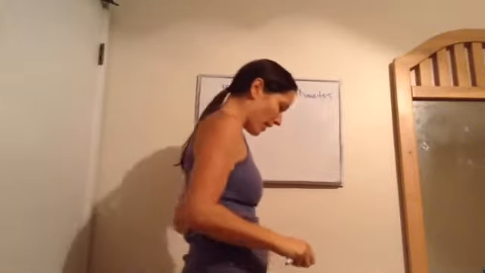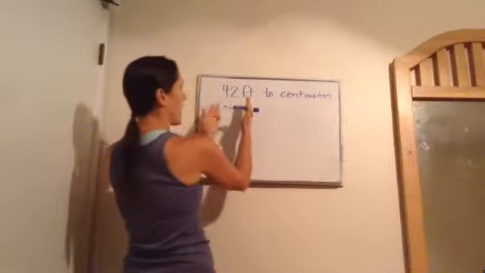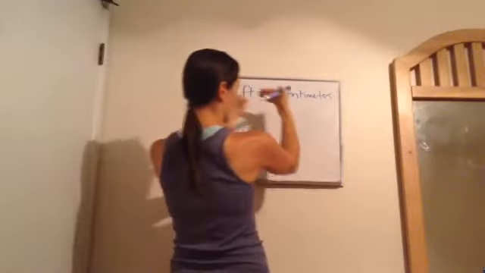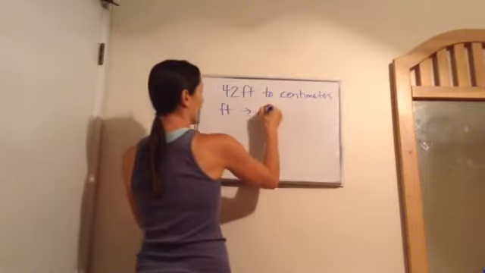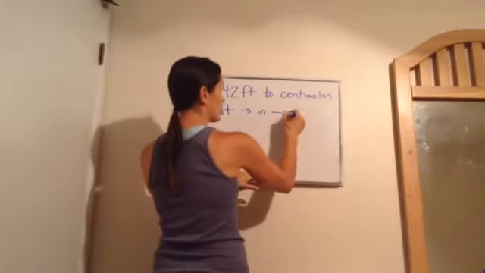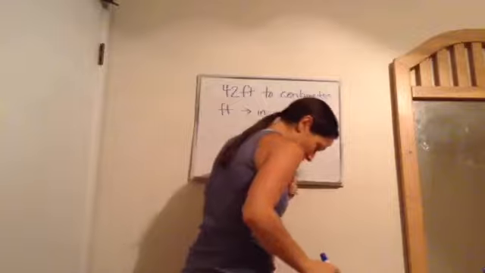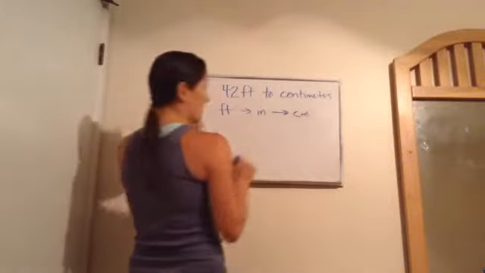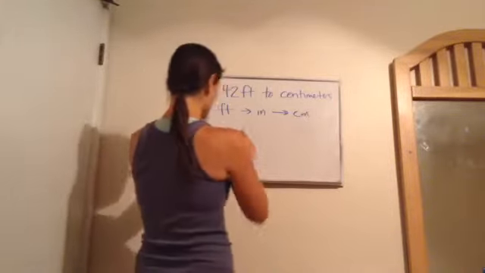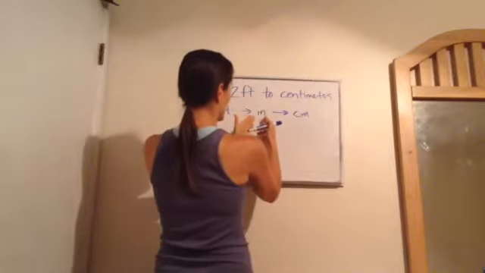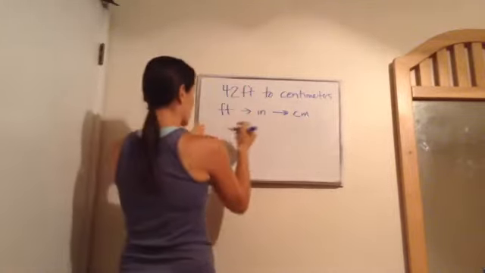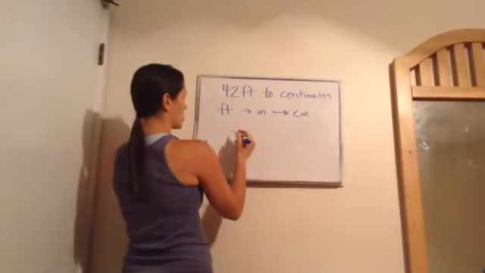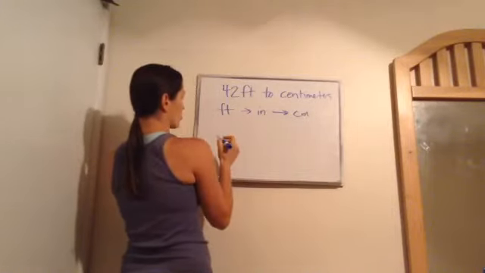Now, the reason why they are saying that is because we don't have a feet to centimeters amount. We know how to go from feet to inches, and then inches to centimeters, right? So that's exactly what we're going to have to do. We're going to go from feet to inches and then inches to centimeters. Now, let's do feet to inches. What are our feet to our inches unit multipliers?